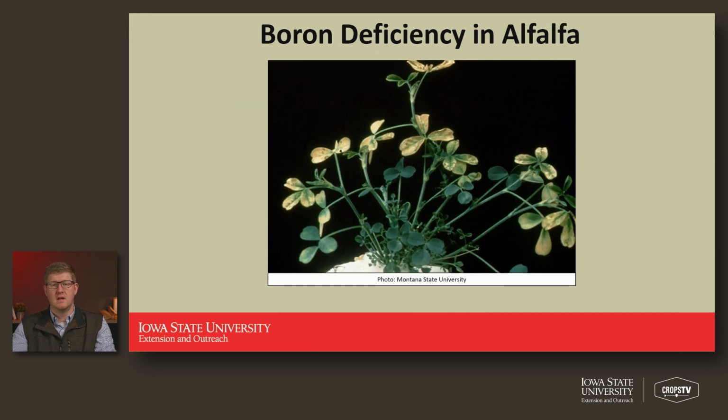And finally, for the boron deficiency in the alfalfa, you can see that yellowing of the leaf tips, maybe some reddish coloration of the leaves a little bit lower down. This is a good example of it. This is less common, but if you have sandier soils, this can really rear its ugly head.